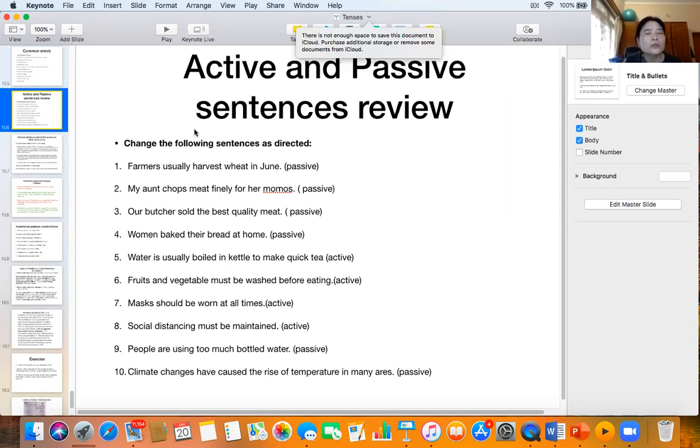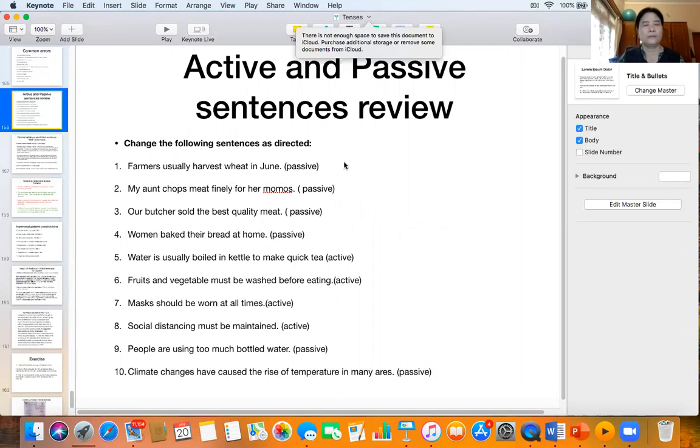Okay, so let's just revise what we did the other day. And let me see if you can change these into either a passive sentence or an active sentence. Let's see if you can do that. Okay. All right, so let's start with the first one. Farmers usually harvest wheat in June. Can you change this into a passive sentence?